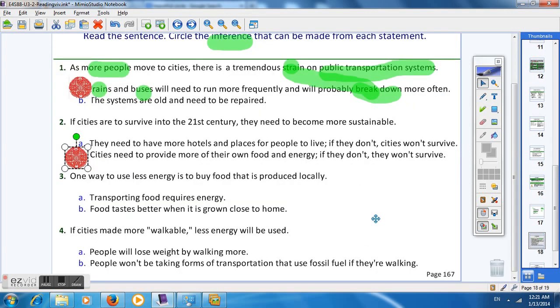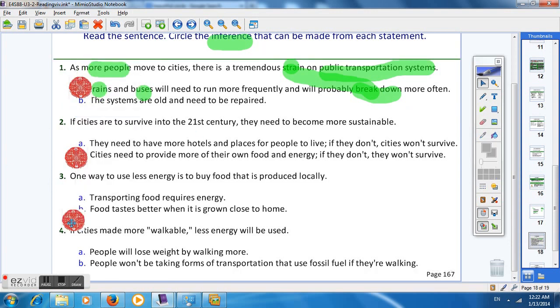Okay, here. So it means that cities need to provide more of their own food and energy, or else they won't survive. Okay, it has nothing to do with hotels and places. When we talk about survival, it means we need to have more food, okay, and energy. Okay, number 3, one way to use less energy is to buy food that is produced locally. So what does it infer? Very good. So that is letter A.